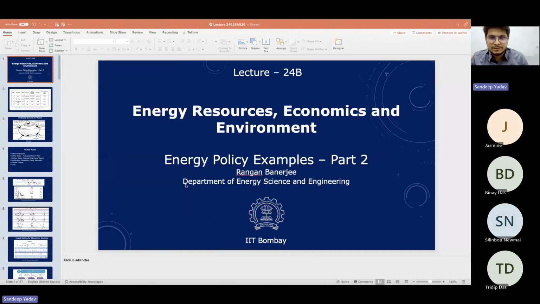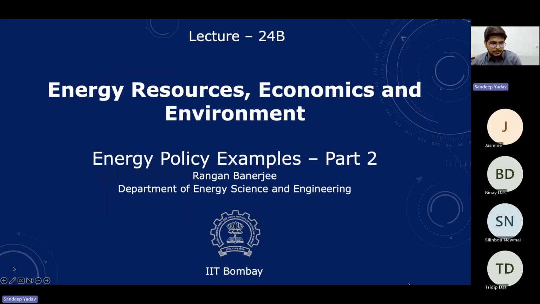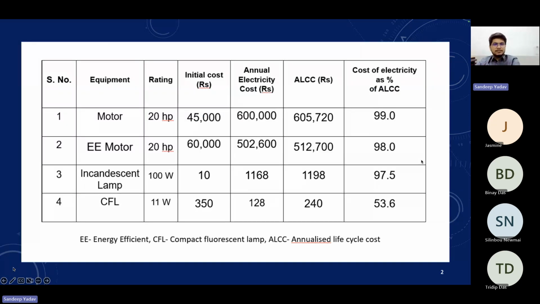So let's briefly cover the previous week's content before starting. This week is about energy policy examples, in which Sir has covered the comparison of different motors. What is the benefit of energy efficiency? If you see, the initial cost of any equipment will be higher, but the annual electricity cost will be less.